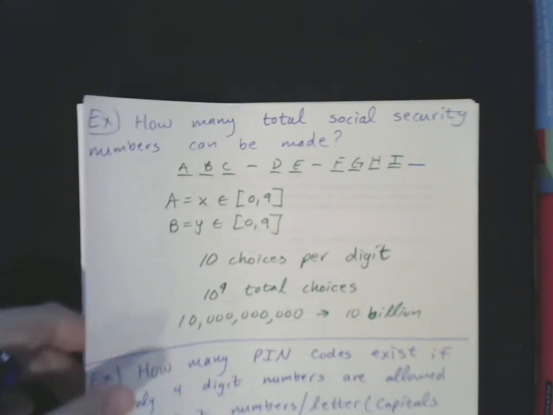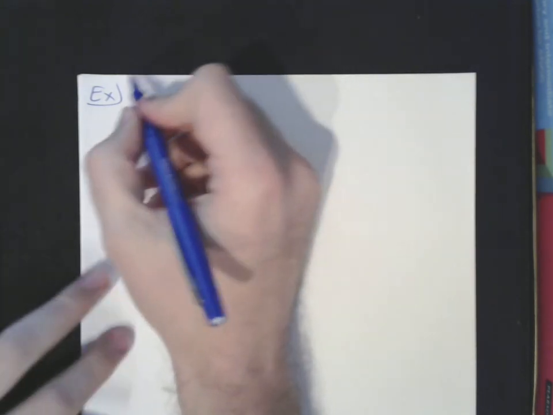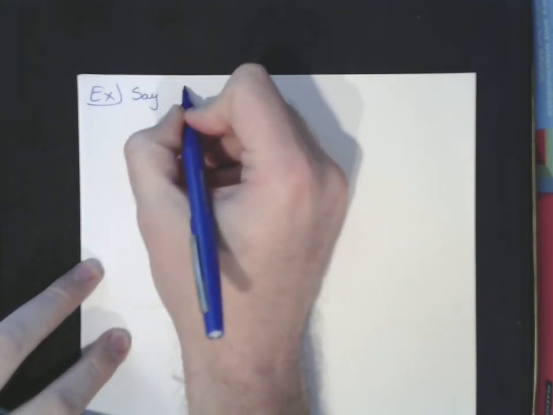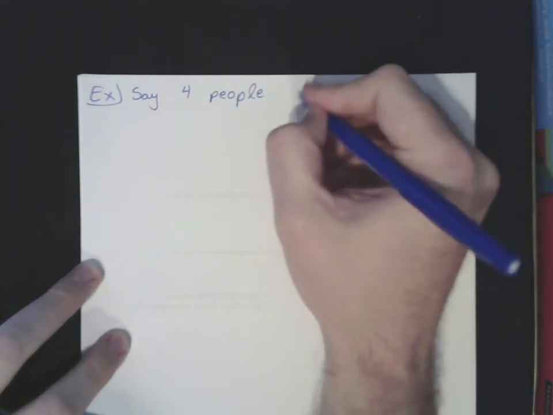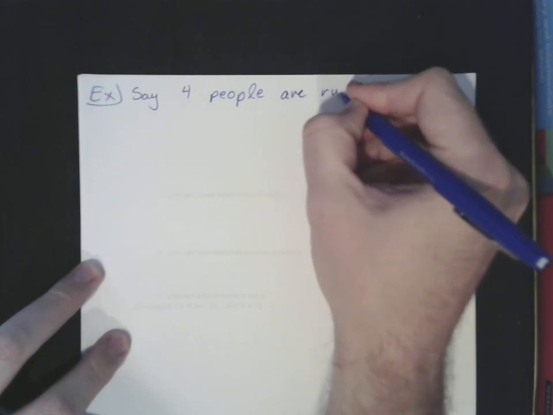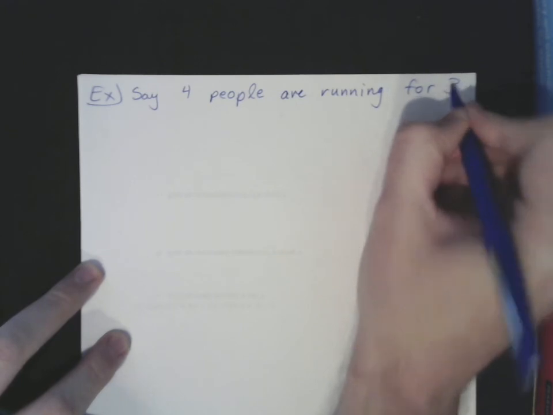So now we've seen the multiplication rule and how it works. Let's talk about where it fails. And it fails more often than you might think. It fails to actually get the right number of combinations. So let's say 4 people are running for 3 positions.